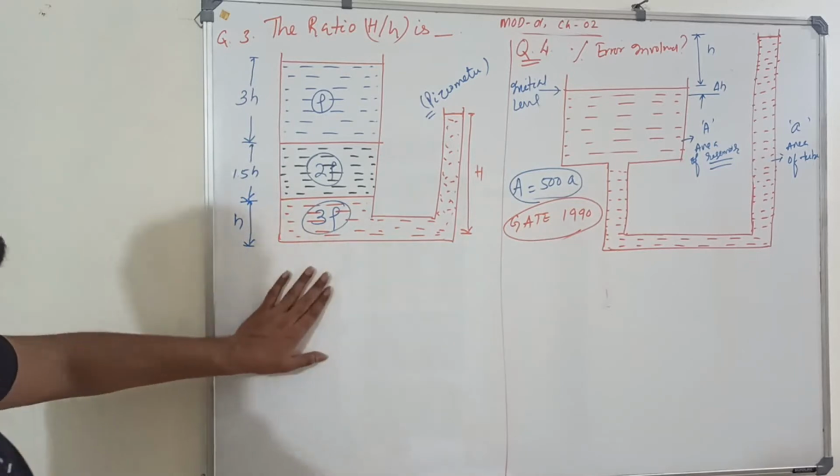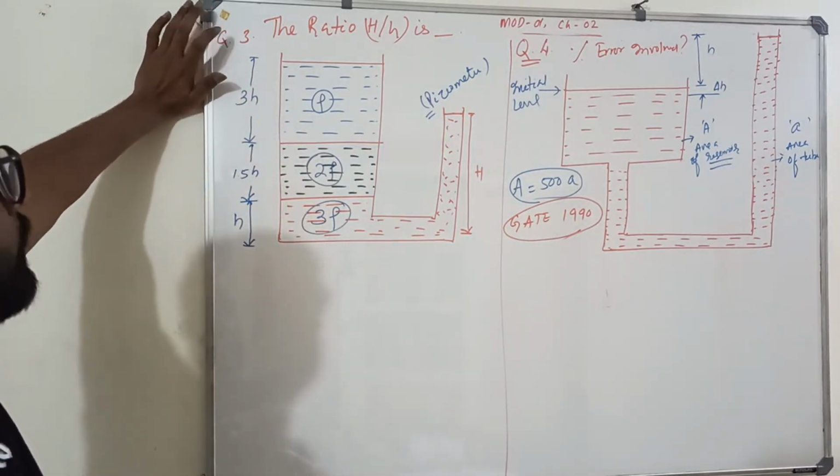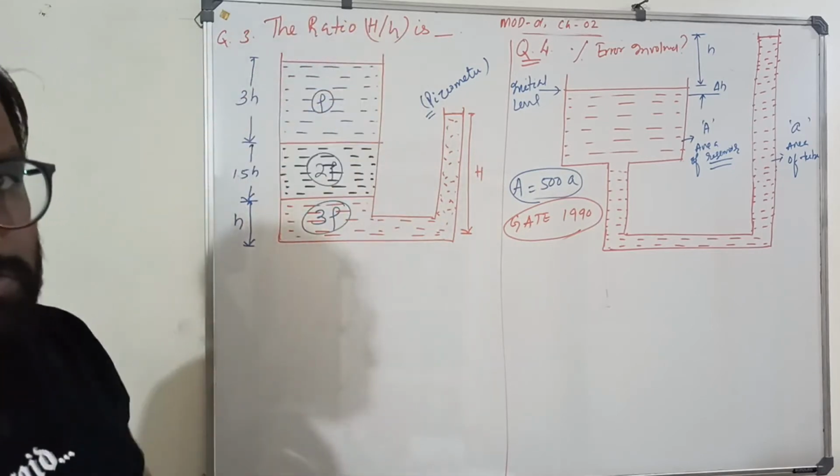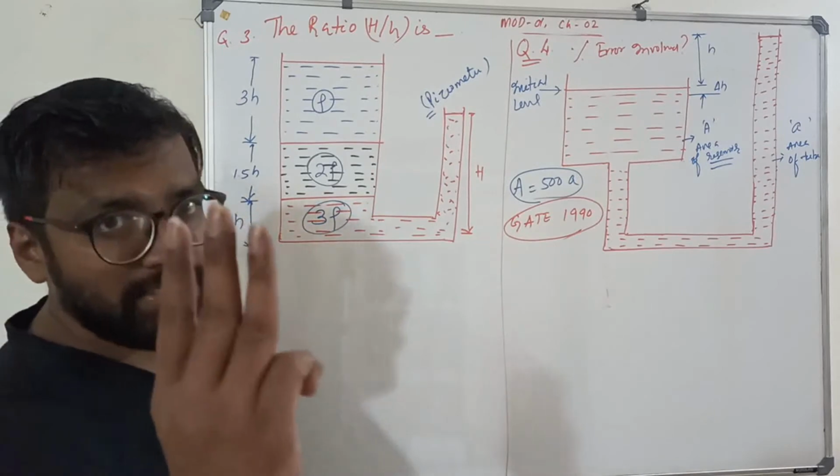And this is one more problem. I think this is a previous year question. Very easy question, don't worry. They ask what is the ratio of capital H to small h. See, there is a container here. This container has three different fluids.